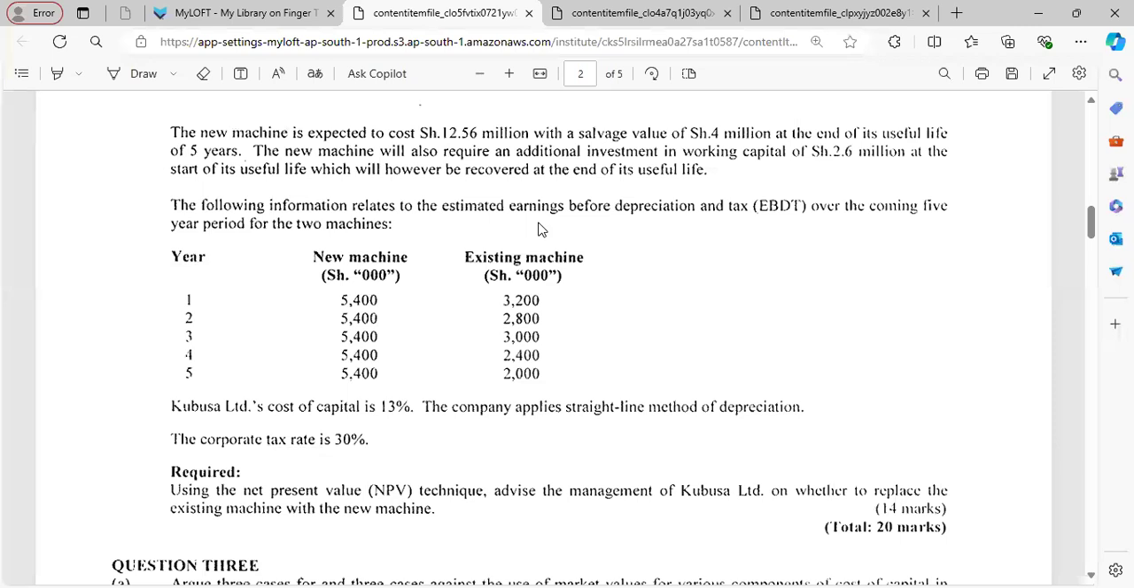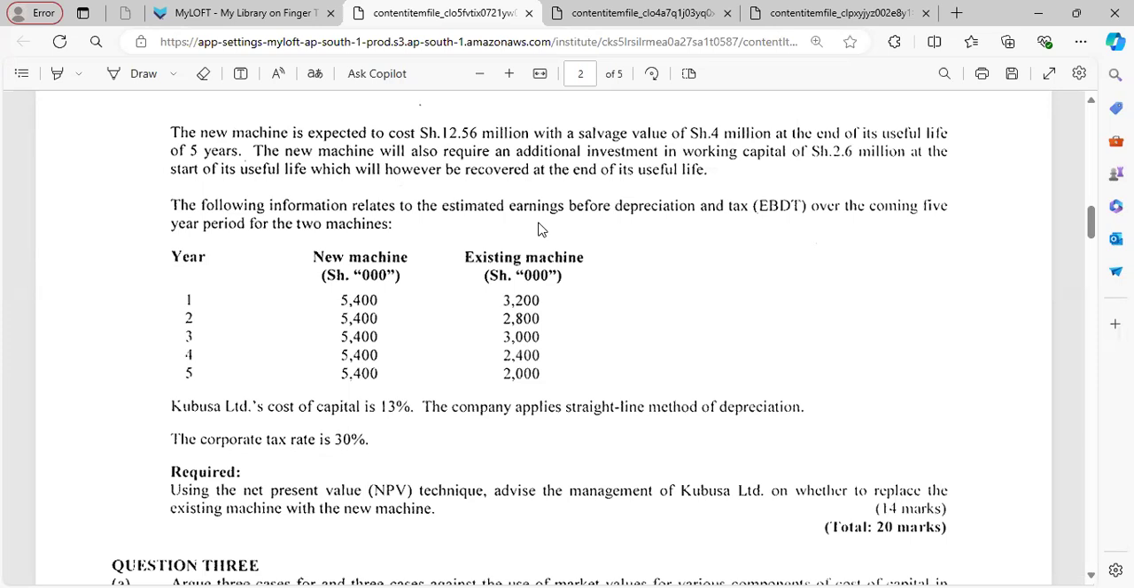Year 1, 5.4 million for the new machine, 3.2 million for the existing machine. Year 2, 5.4 new machine, 2.8 existing machine. Year 3, 5.4 new machine, existing machine 3 million. Year 4, 5.4 million new machine, 2.4 existing machine. Year 5, 5.4 new machine, 2 million existing machine.